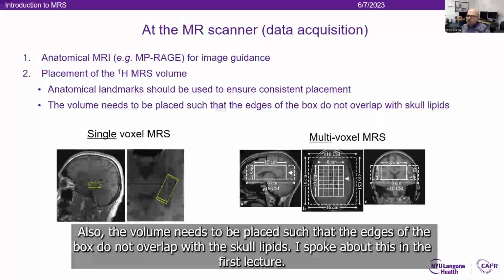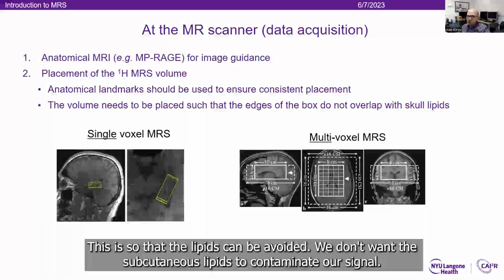Also, the volume needs to be placed such that the edges of the box do not overlap with the skull lipids. I spoke about this in the first lecture. This is so that the lipids can be avoided. We don't want subcutaneous lipids to contaminate our signal.